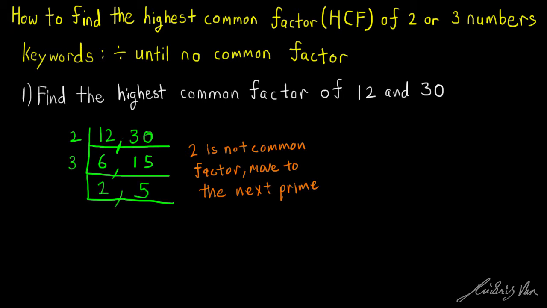And do 2 and 5 have any common factor? No, because they are actually prime numbers. So HCF of 12 and 30 will be equal to 2 times 3. So let me just highlight the 2 and 3 in yellow, and you will see where I get the 2 and 3. So the highest common factor will be 2 times 3, which will give us 6.